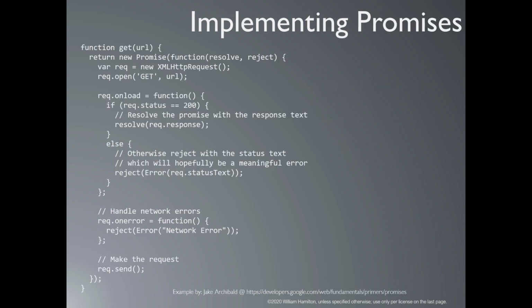So here's kind of what that could look like if we were implementing something like fetch. This is an example where we're creating a promise that makes an XML HTTP request. So we create an XML HTTP request, and then in our onload callback here, if everything's okay, that is, we get status 200, we call the resolve with our response. Whereas if something fails, we call reject with an error, with the status text of the request error.